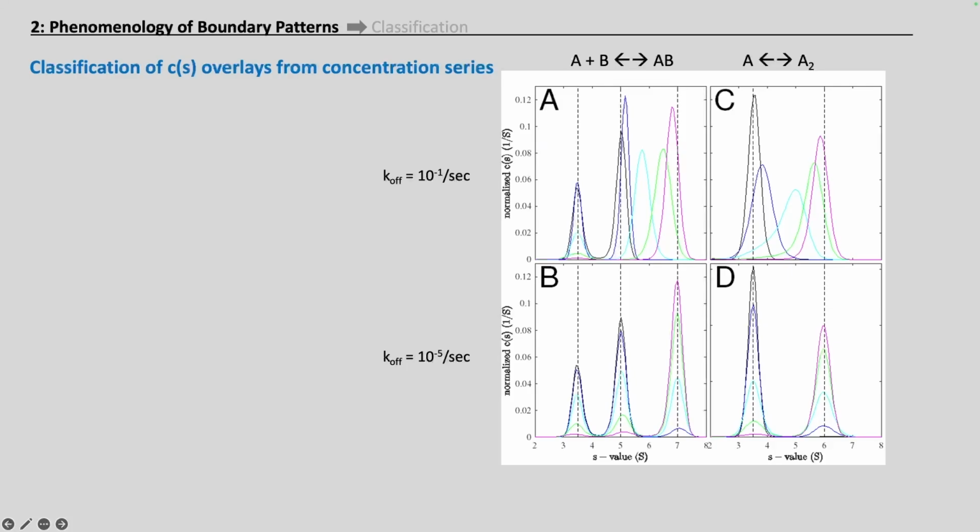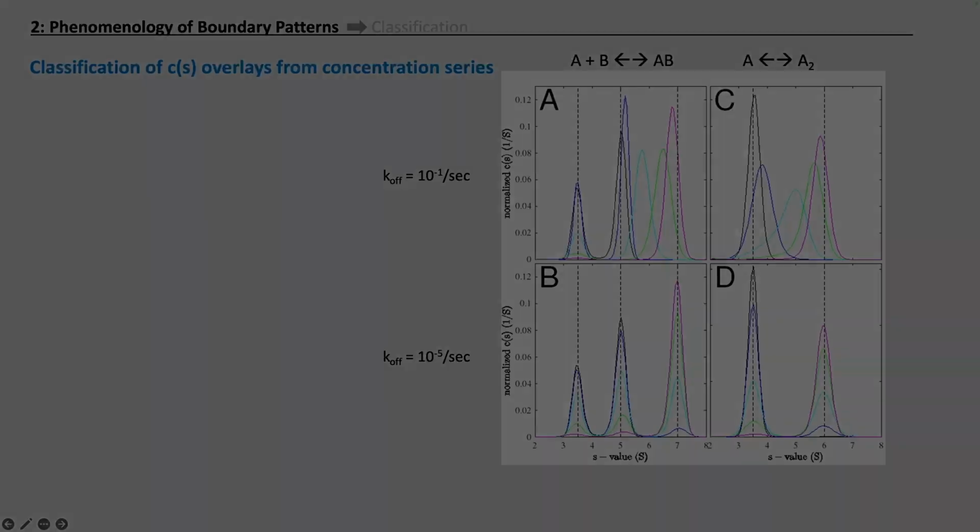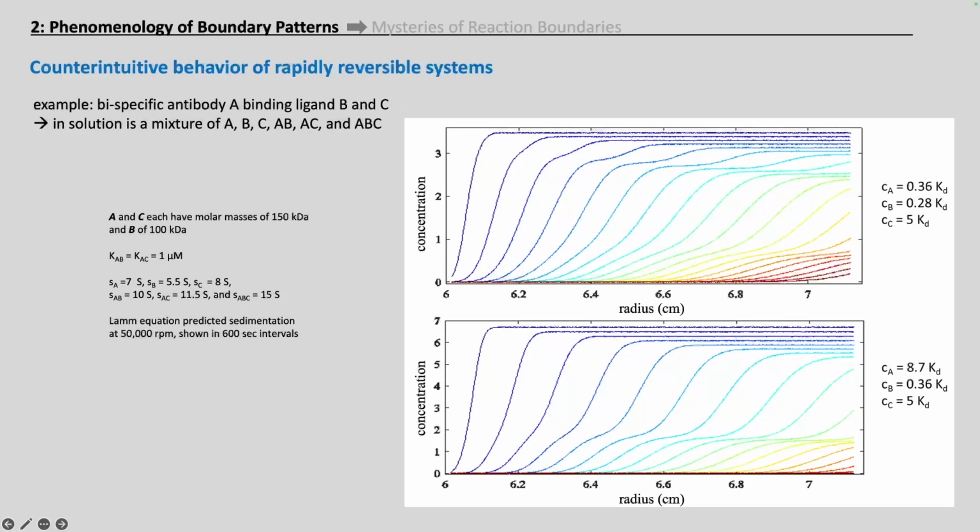Let us focus a bit on the rapid kinetics case, since this was so mysterious. So I want to show you some more examples of counterintuitive behavior. Let us consider, for example, a mixture where bispecific antibody A can bind ligands B and C. So in this case, we have a total of 6 species in solution: free A, free B, free C, AB complex, AC complex, and a triple complex ABC. And we pick equilibrium constants so that these all are populated.